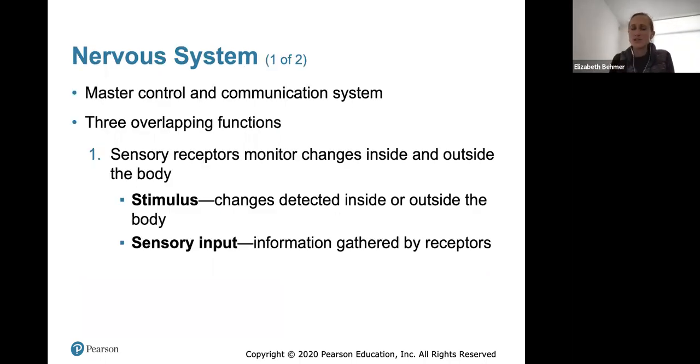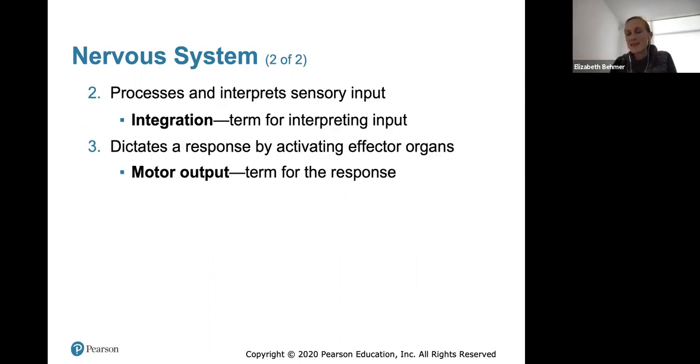The nervous system is the master control and communication system of the body. There are 3 overlapping functions. Number 1, sensory receptors monitor changes inside and outside the body. A stimulus is any change detected inside or outside the body, and sensory input is information gathered by various receptors throughout the body. Then your body will process and interpret those sensory inputs, usually in the brain or spinal cord, and this is called integration. Then the body will dictate a response by activating effector organs or glands, and this is called the motor output, a term for the response.